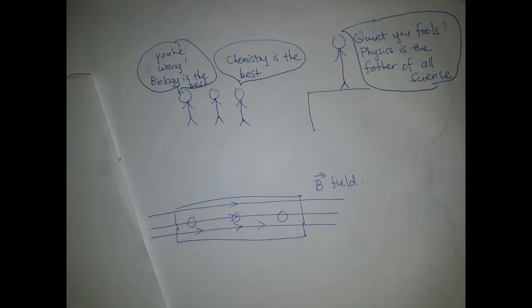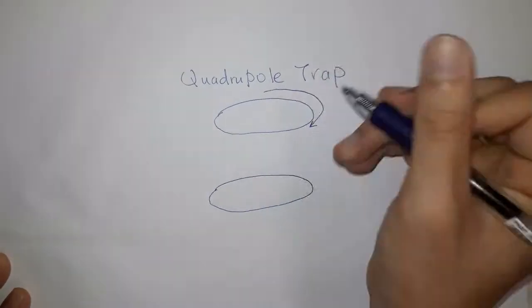Wait, after all this fuss, we still don't know how we can do magnetic trapping. Well, right now, there are lots of methods of how to do magnetic trapping, but for the sake of viewers, we'll tackle the easy ones only. The most basic one is called the quadrupole trap.